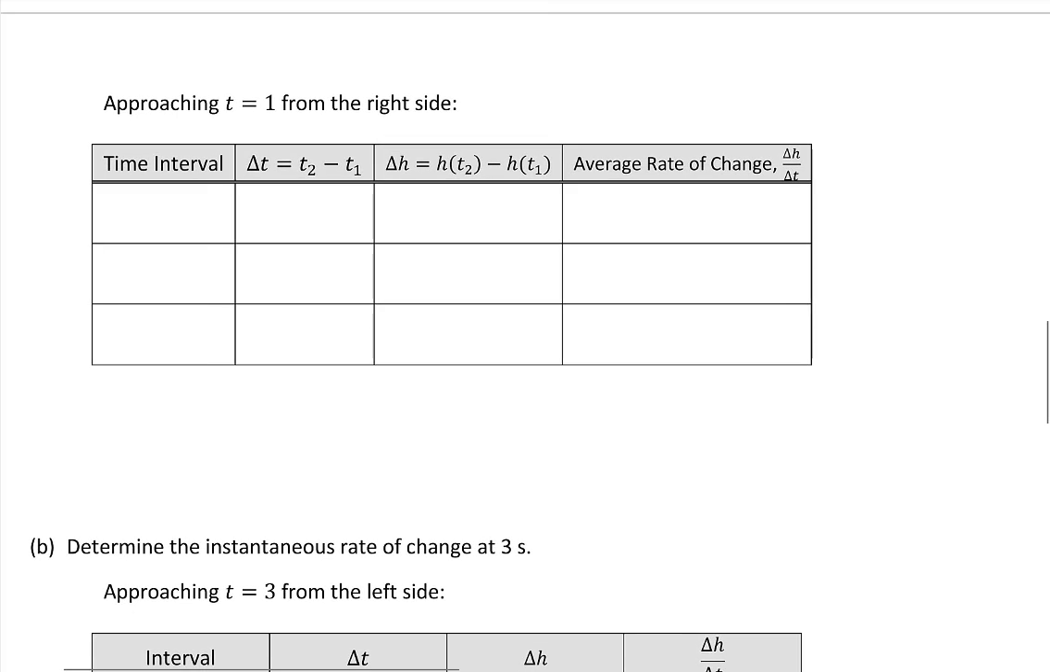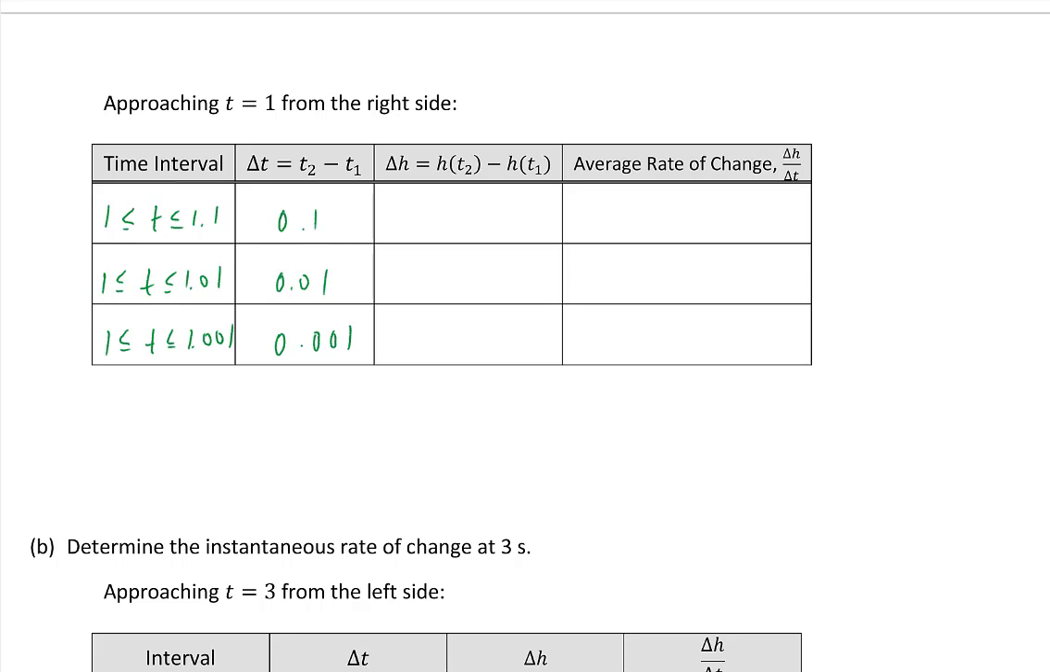So approaching 1 from the right side. Let's say our first interval goes from 1 to 1.1. And we'll check our next one from 1 to 1.01, and then from 1 to 1.001. So we're going to look for the average rate of change, or the slope of the secants, and see if they approach a specific number. So our delta t is 0.1 again, 0.01, and 0.001.